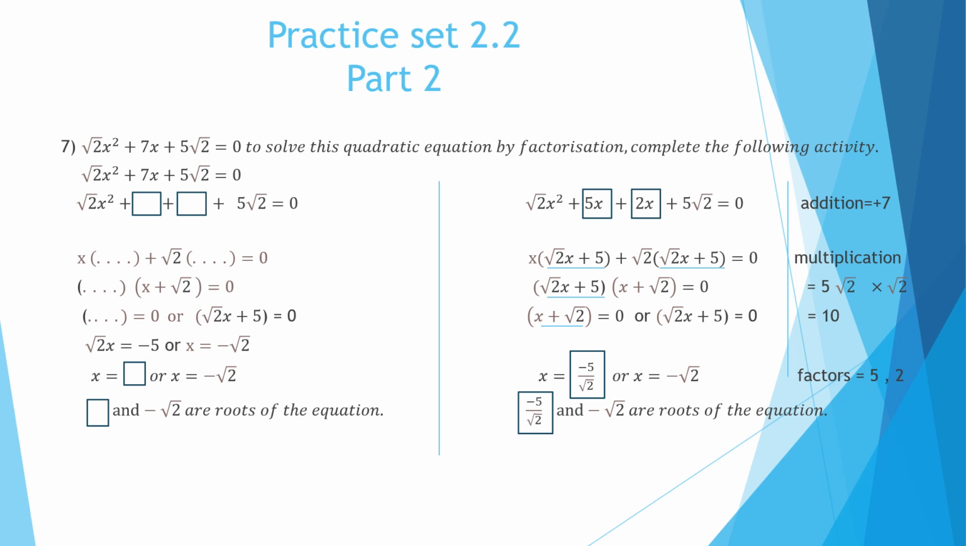Root 2x is equal to minus 5 or x is equal to minus root 2. Then after solving we get x is equal to minus 5 by root 2 or x is equal to minus root 2. So the value of this block is minus 5 by root 2. And finally we get minus 5 by root 2 and minus root 2 are the roots of the equation.